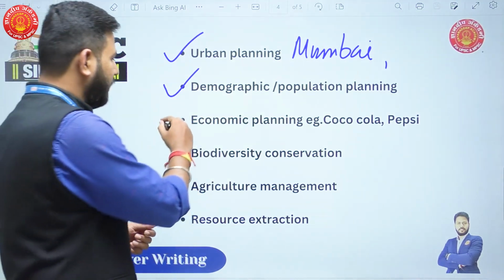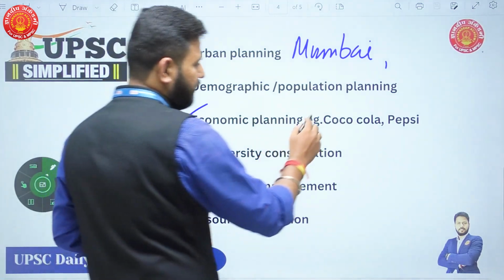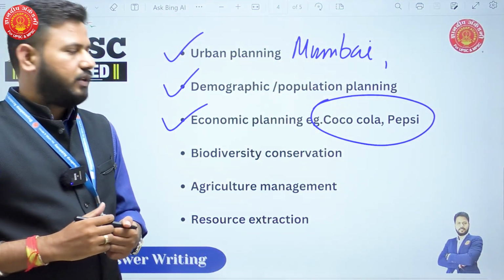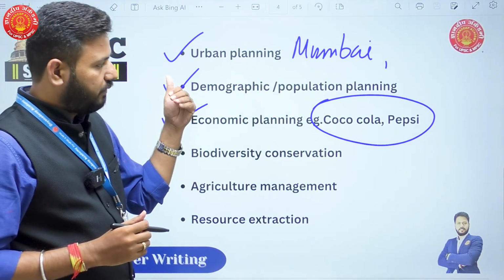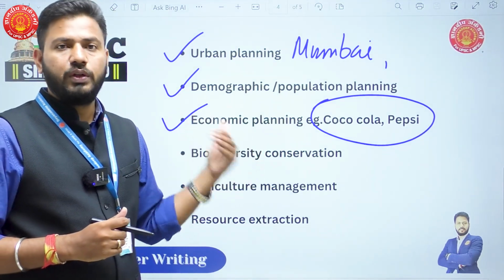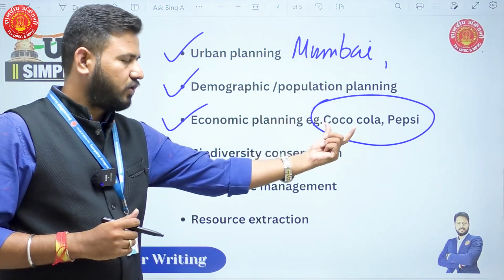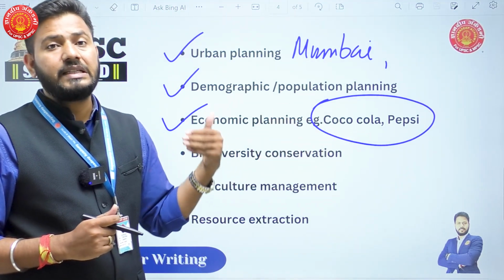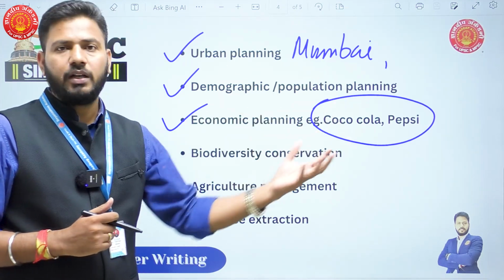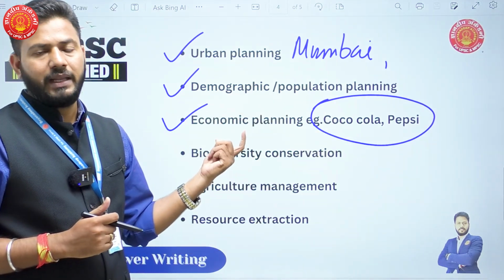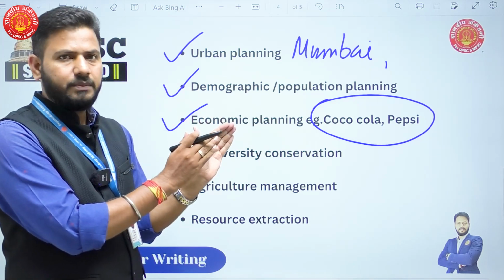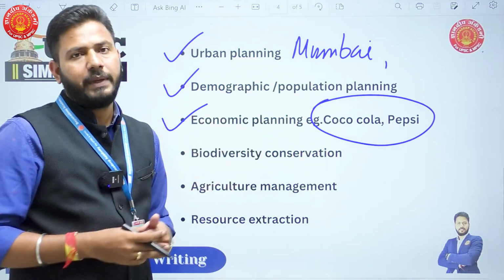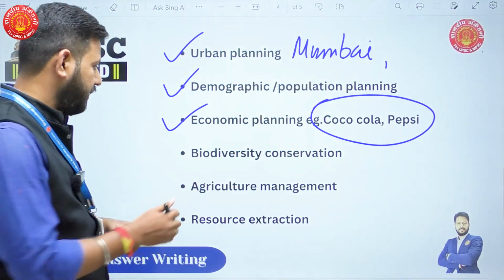Then economic planning. These examples are very famous: Coca-Cola and Pepsi. When you're industrializing, how should you do it? Because of extraction of water and overuse of water, you can explain here in economic planning how that unsustainably leads to other environmental problems. It's not only about these two companies, but any other sector. A lot of pollution, and how it is going to impact the environment negatively, that you can say.